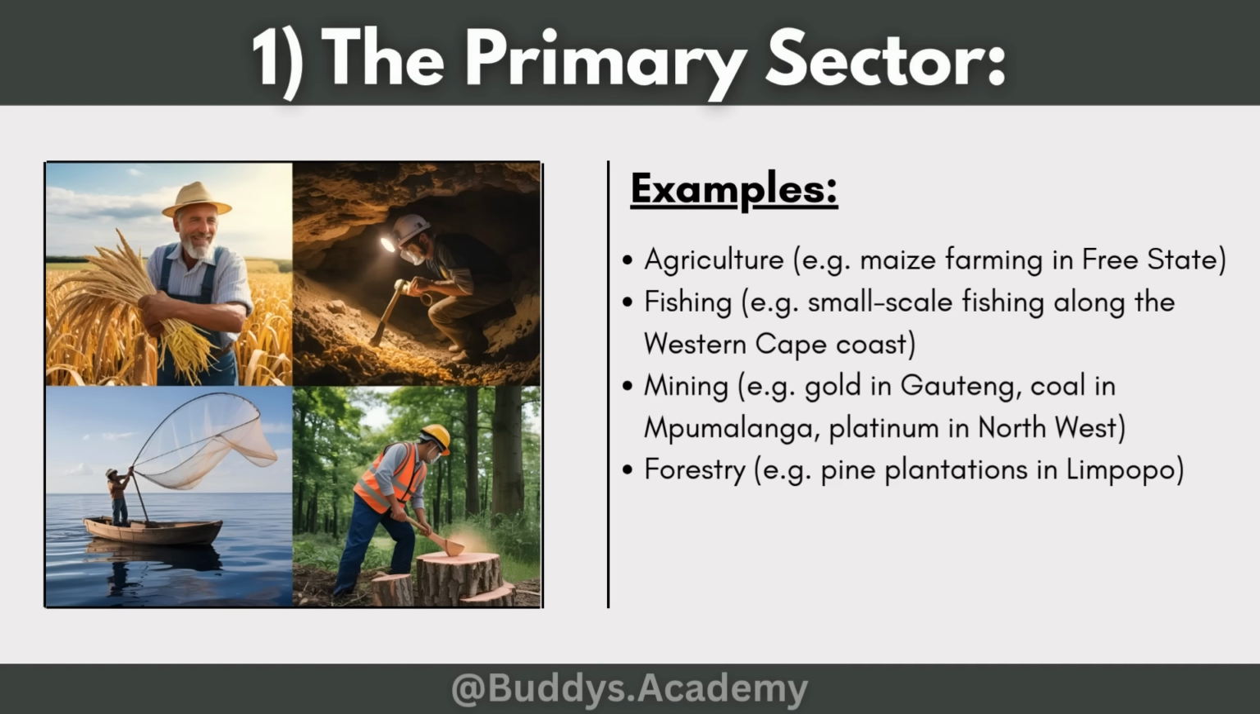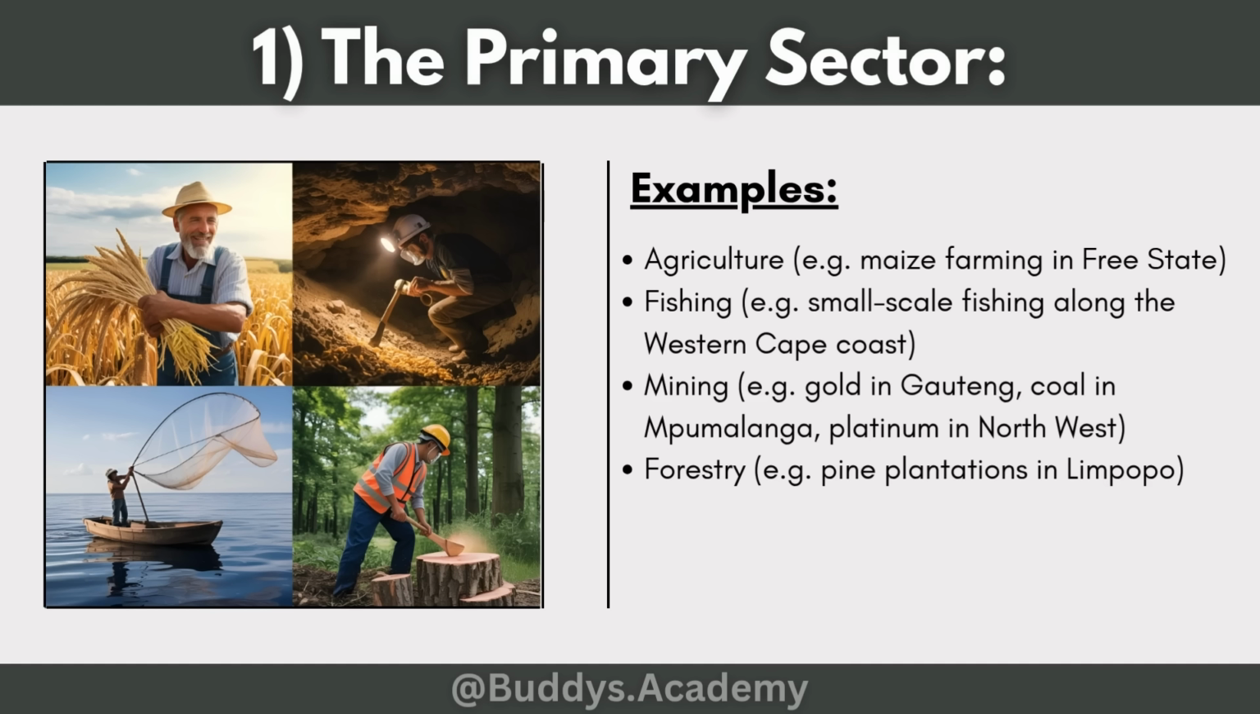So activities will include agriculture. An example of agriculture will be maize farming in the Free State. The next activity will be fishing, and examples will be small-scale fishing along the Western Cape coast. Another major activity will be mining. Example will be gold in Gauteng, coal in Mpumalanga, and platinum in the northwest.